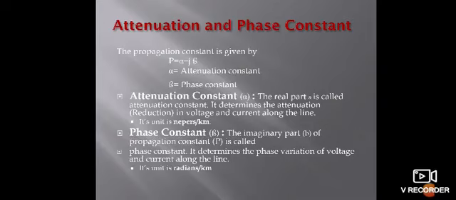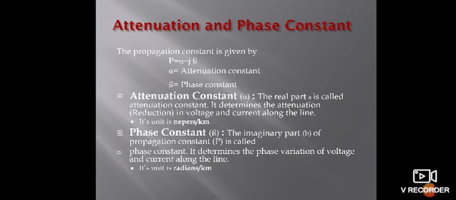The units of the attenuation constant are Nepers per kilometer. The next one is the phase constant. I have said that the attenuation constant is the real part, whereas the phase constant is the imaginary part of our propagation constant, so it is called the phase constant.